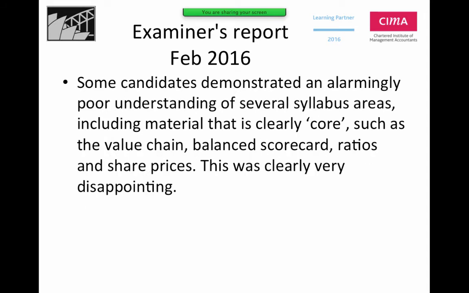They said some candidates demonstrate an alarmingly poor understanding of several syllabus areas which are core, right? Like value chain, balanced scorecard, ratios, share prices, right? So this has been repeated in the examiner's report. This means the examiner will be going on asking certain questions which are core to your syllabus.